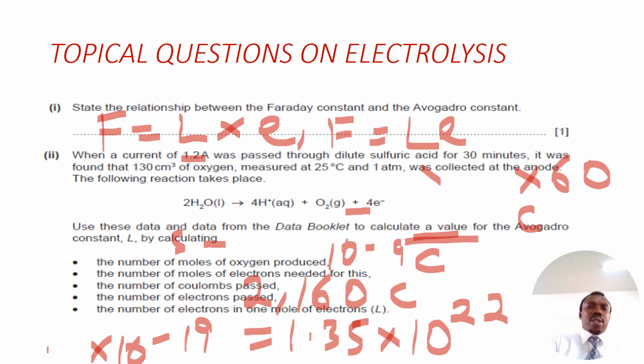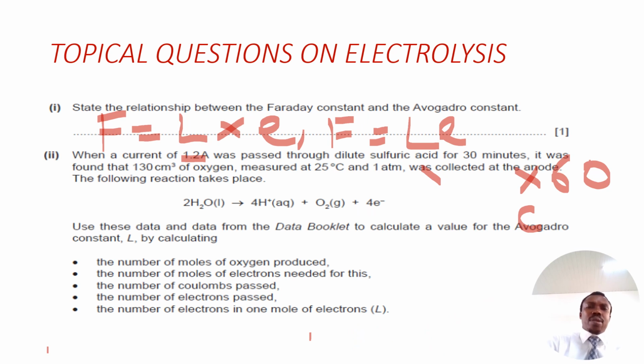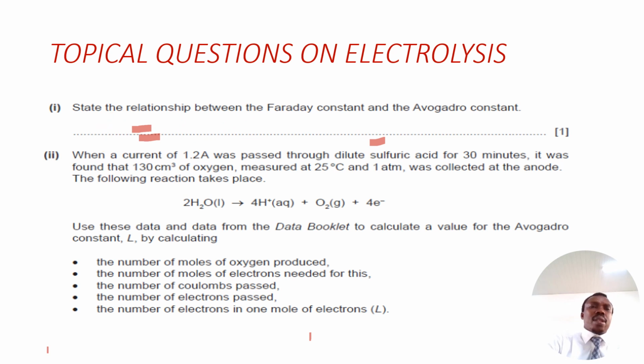So to get the next question, I want us to listen attentively. The next one is to calculate the number of electrons in 1 mole of electrons, which is the Avogadro's constant. The number of electrons in 1 mole of electrons.